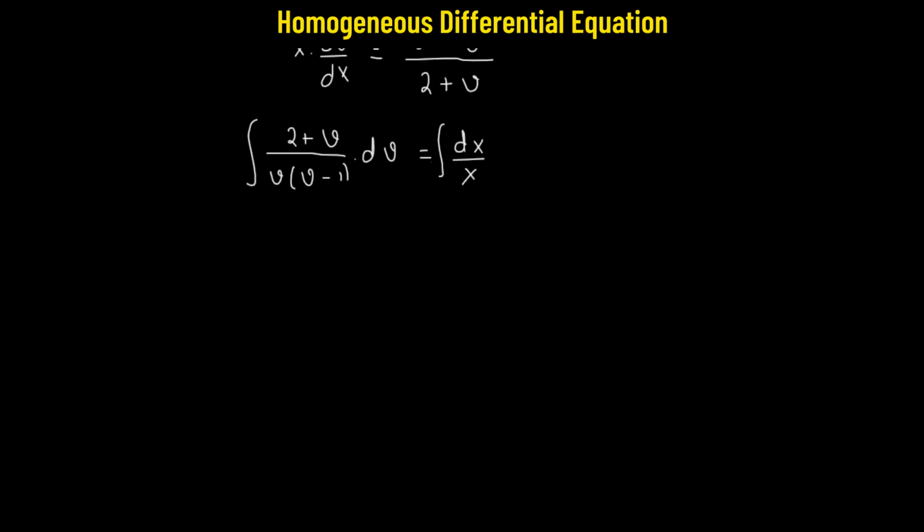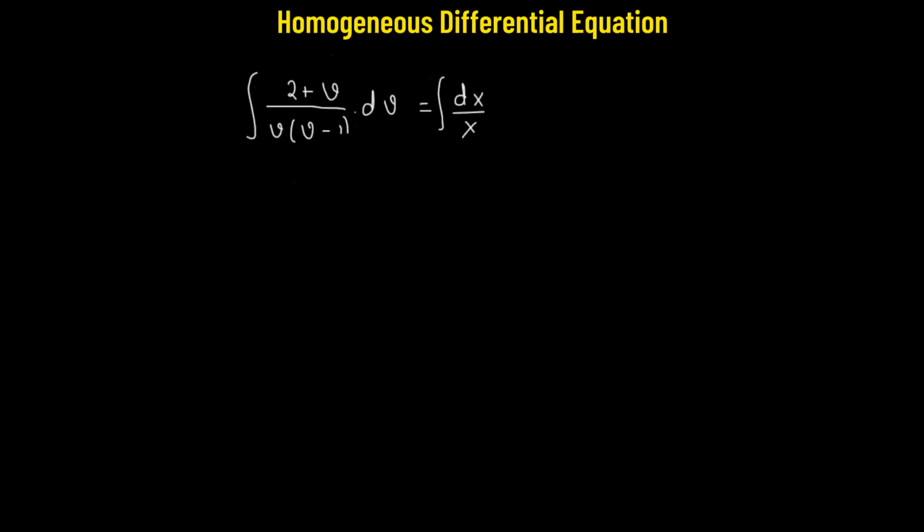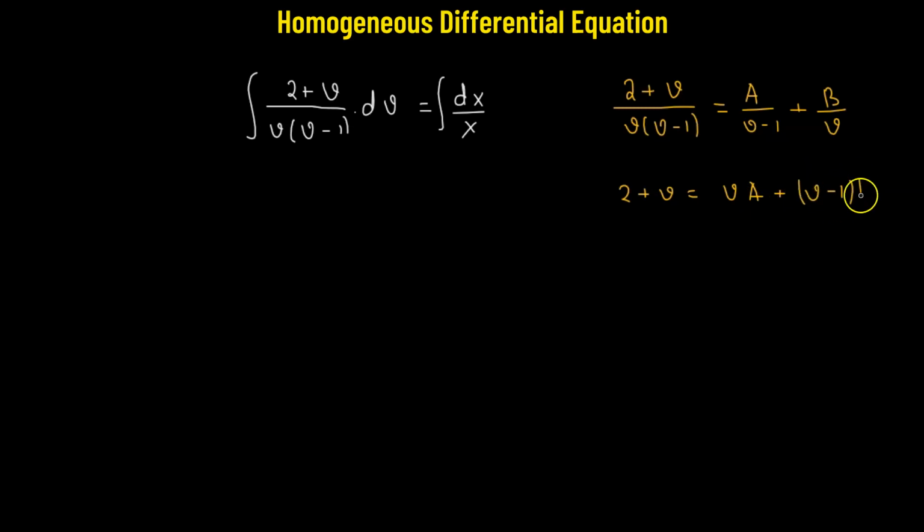The integral on the right hand side is fairly simple. However, to integrate the integral on the left hand side, we'll have to use the method of partial fractions. So let's do the partial fraction first. So we have 2 plus v divided by v times v minus 1. We will express it as a sum of two partial fractions, a over v minus 1 plus b over v. Let's multiply throughout by v times v minus 1. So we have 2 plus v equals v times a plus v minus 1 times b.